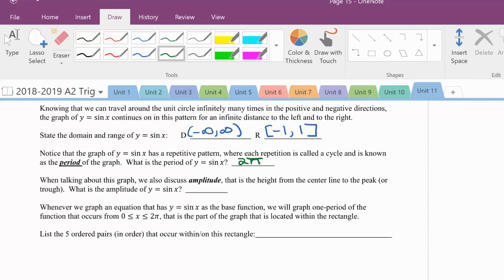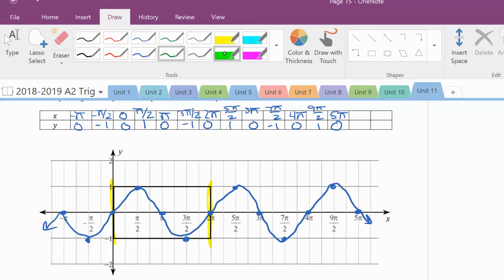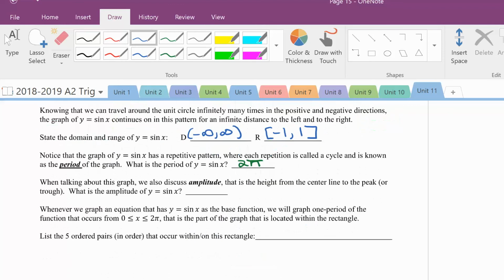When talking about this graph, we also discuss what's called amplitude. That's the height from the center line to the peak or the valley. So here's the center line, right? The center line is the x-axis. So what is the height to the peak and to the valley? And that is 1. So the amplitude of a normal sine graph is 1.